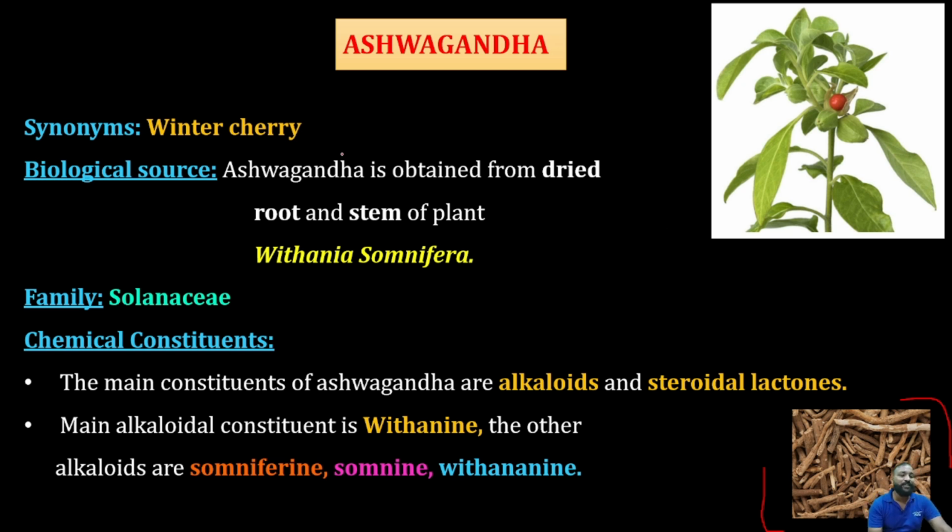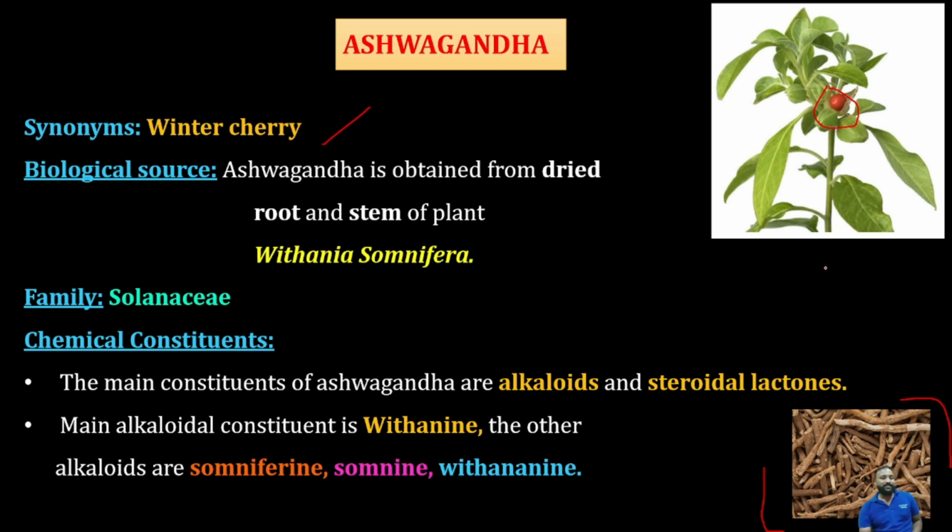It's also known as winter cherry, because if you look at its fruit, it looks like a winter cherry. But what we use to get the withanin, the main chemical constituent here, is only the stem and root part of the ashwagandha.